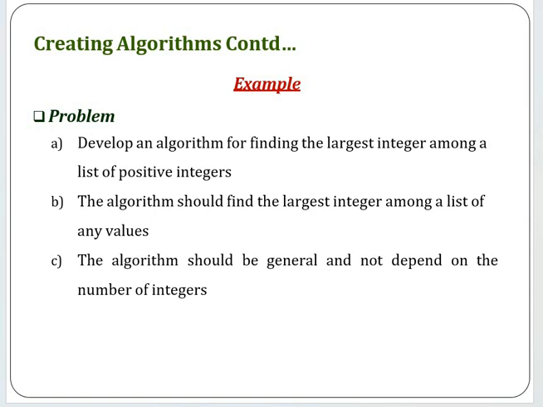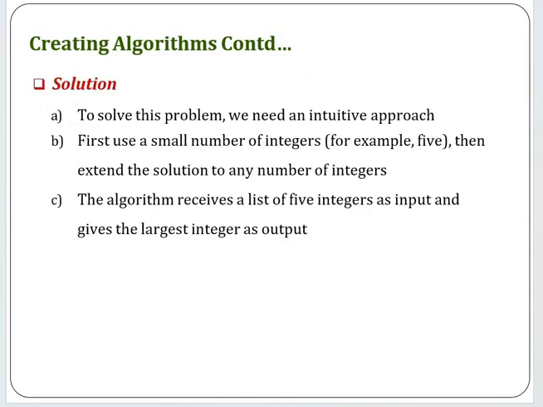And then just consider this example and create an algorithm for these problems. First problem is to develop an algorithm for finding the largest integer among a list of positive integers, and the second task is that the algorithm should find the largest integer among a list of any values. And the third task, the algorithm should be general and not depend on the number of integers. These are the given problems, and for this we have to create algorithms. Let's see one by one.